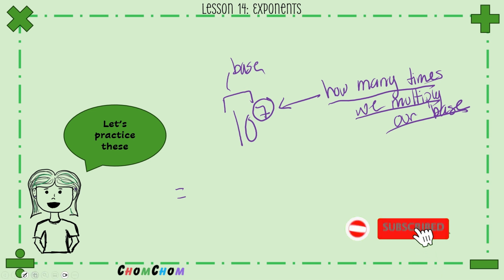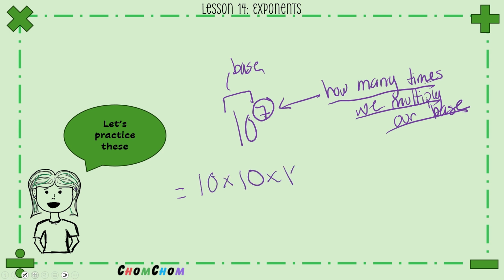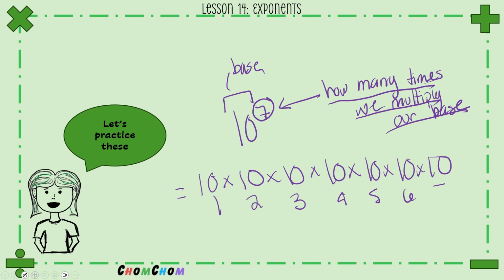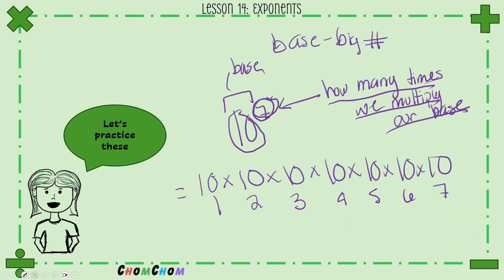Alrighty, so did you come up with the answer? We are going to expand this out into 10 7 times. So 2 10s, 3 10s, 4, 5, 6, 7. So we have 1, 2, 3, 4, 5, 6, 7 10s. So we just multiply our base, our big number, base, big number, times our exponent, which is really just how many times we multiply our base here.